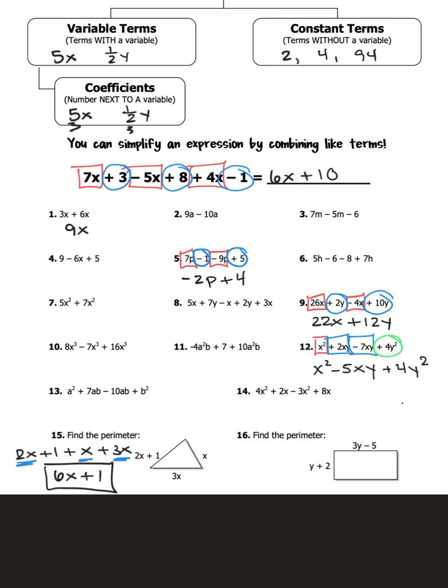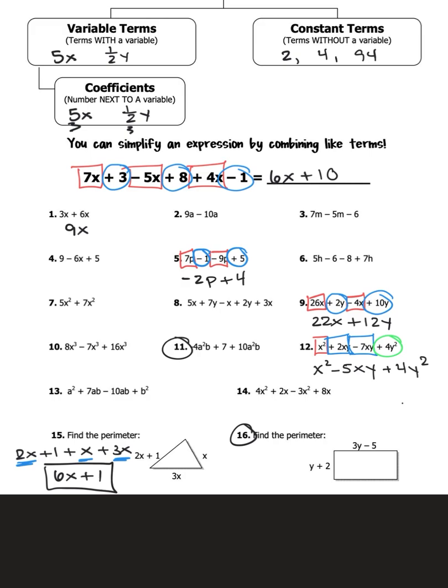All right, now I want you to try a few of these on your own. I want you to try number 11 and number 16. So I want you to pause the video and combine like terms on number 11 and number 16. Once you're finished, you can collaborate with a partner and then come back to the video and check your answer.